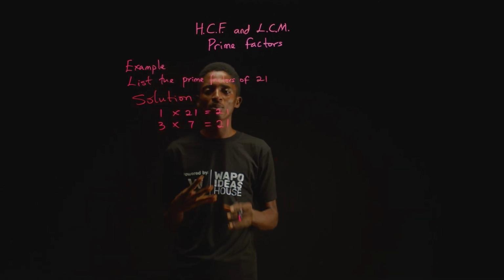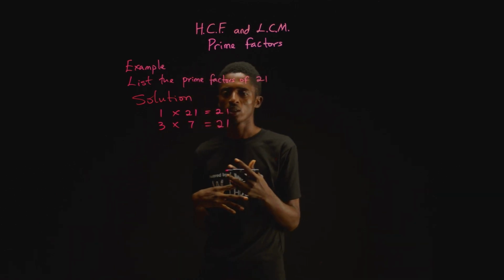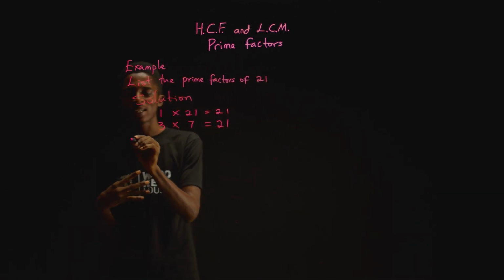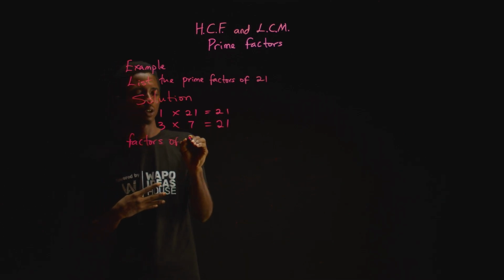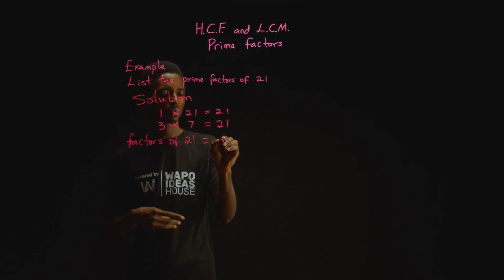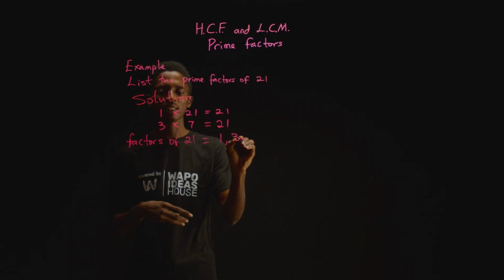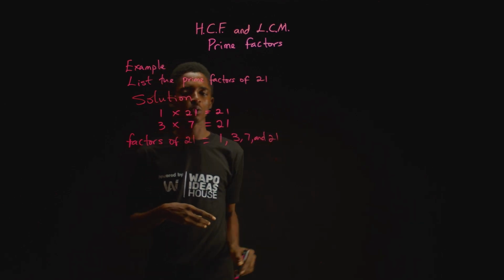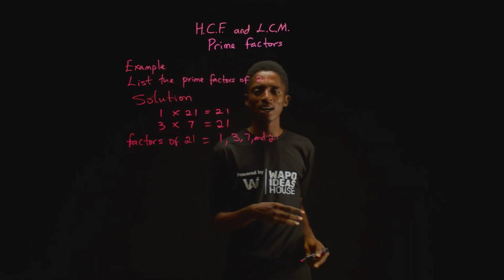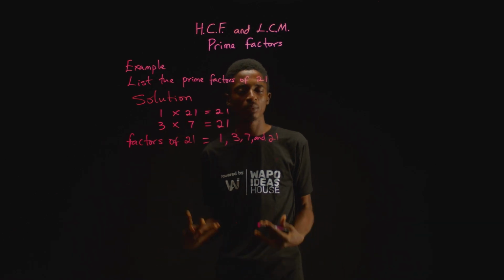Now, these are the numbers that multiply into each other to give us 21. Now, from this, we can say that the factors of 21 are as follows. Factors of 21 are 1, 3, 7, and 21. Now, out of these factors, which of them are prime numbers?